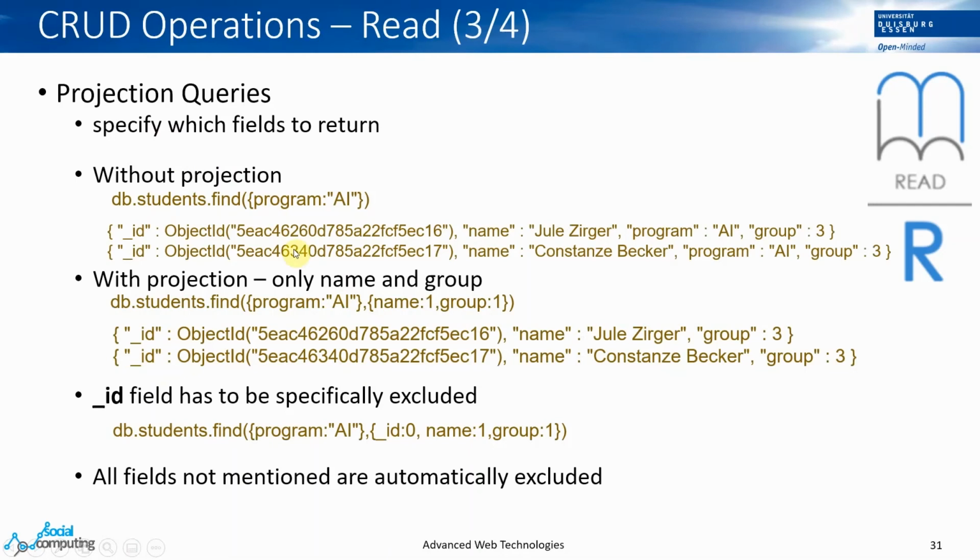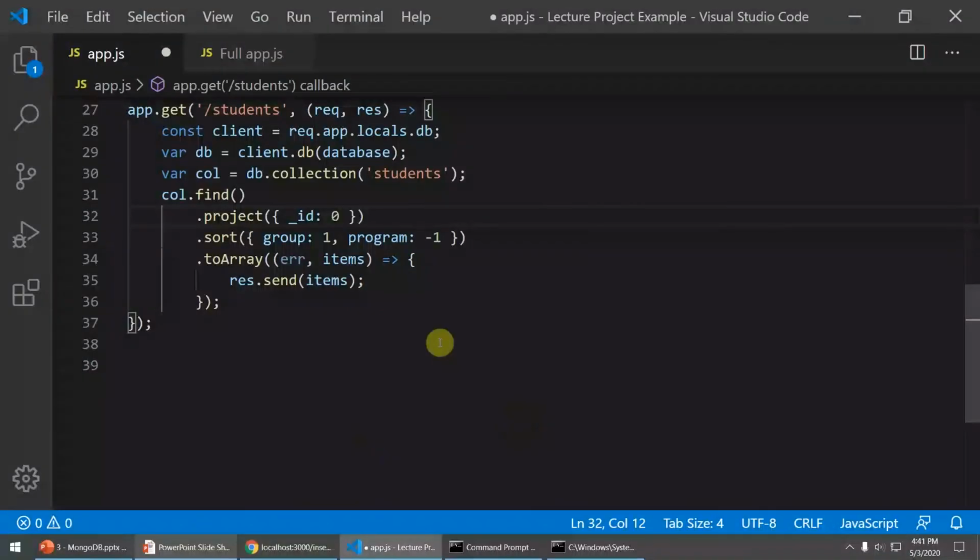For example, in the shell, the projection needs to be added in the find command with a comma. This is how you add the projection. But in Node and Express, there is a method available which is called project, and in this project you will specify the list of fields that need to be returned.